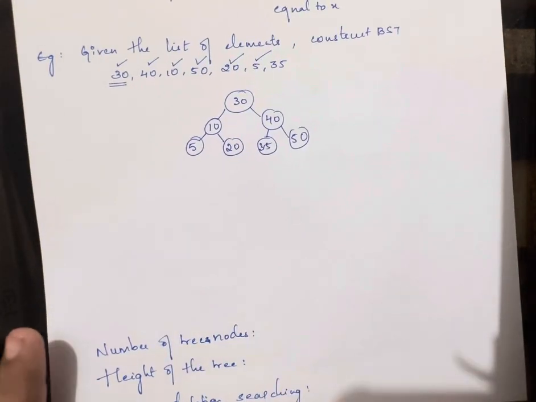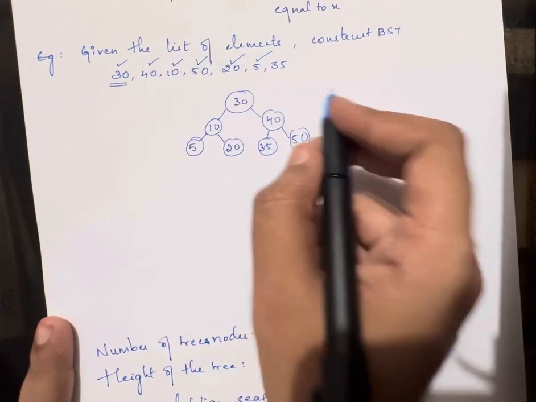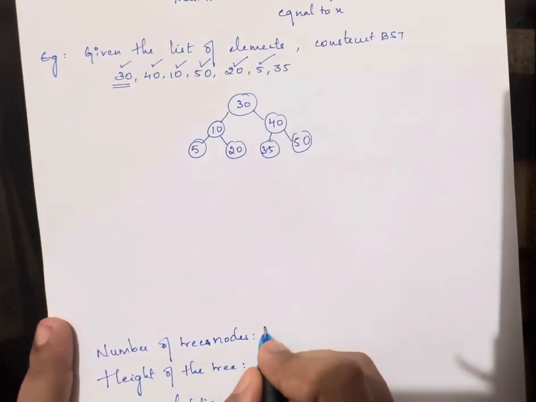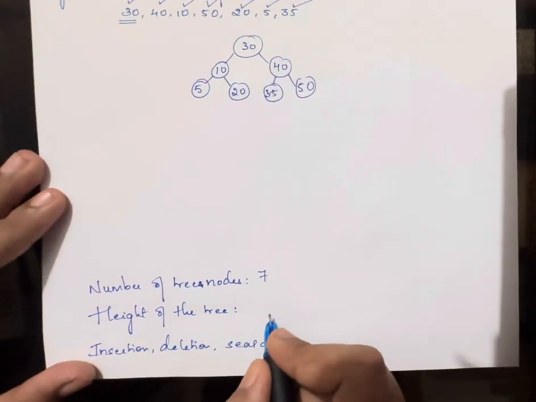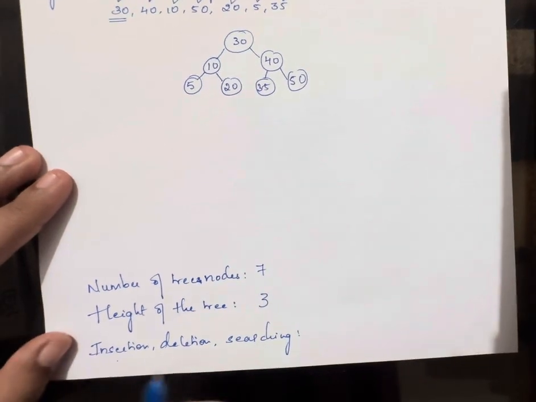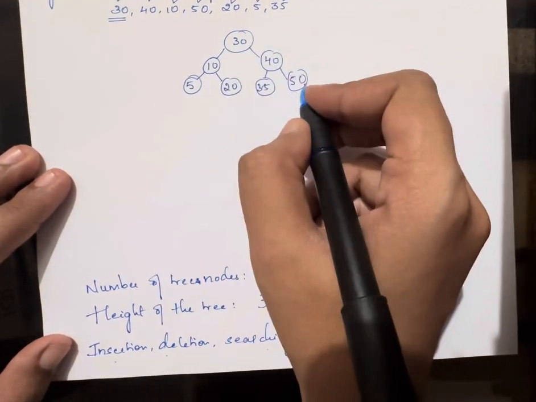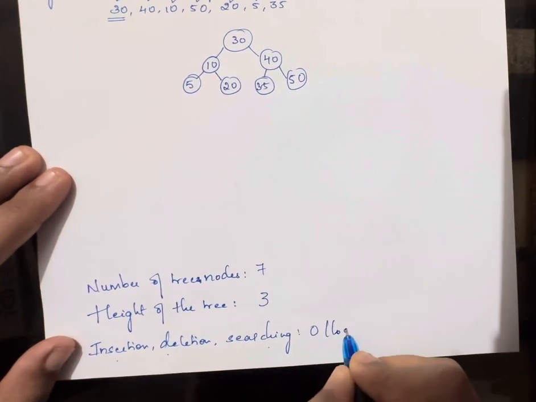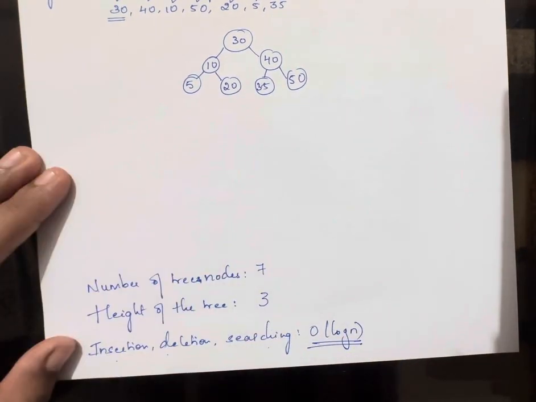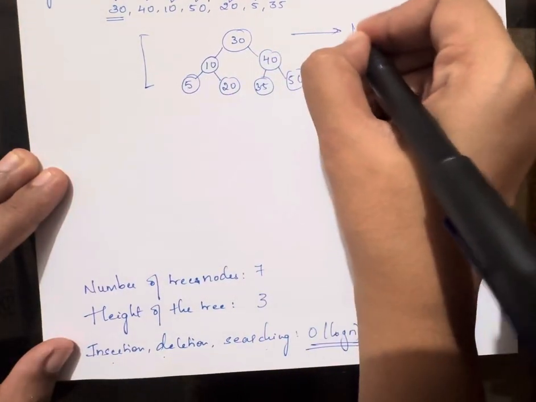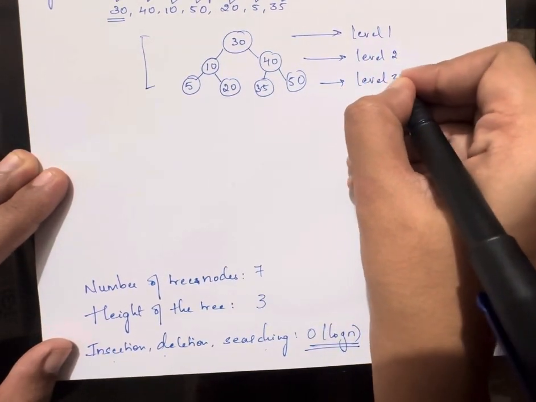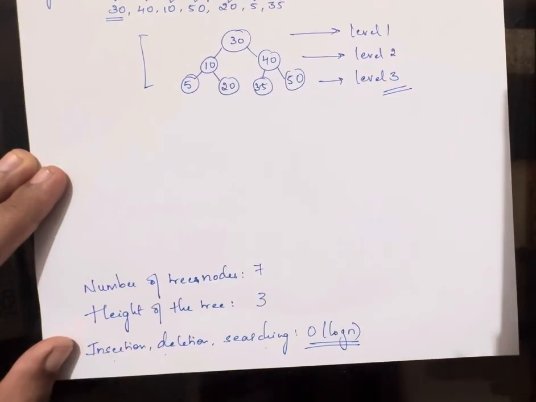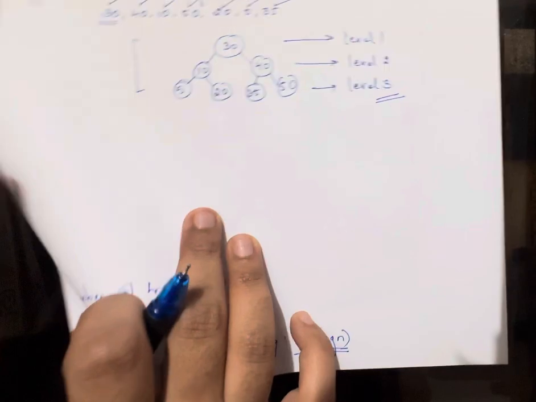So here if you see, the number of nodes in this particular tree is 1, 2, 3, 4, 5, 6, 7. 7 is the number of nodes in this tree, and the height of the tree is 3. To perform any insertion or deletion or searching on this tree, we need big O of log n time. This is the time complexity that we need to insert, delete or search in this tree, where this is level 1, this is level 2, and this is level 3. So the height of this tree is 3, and this is a balanced binary search tree.